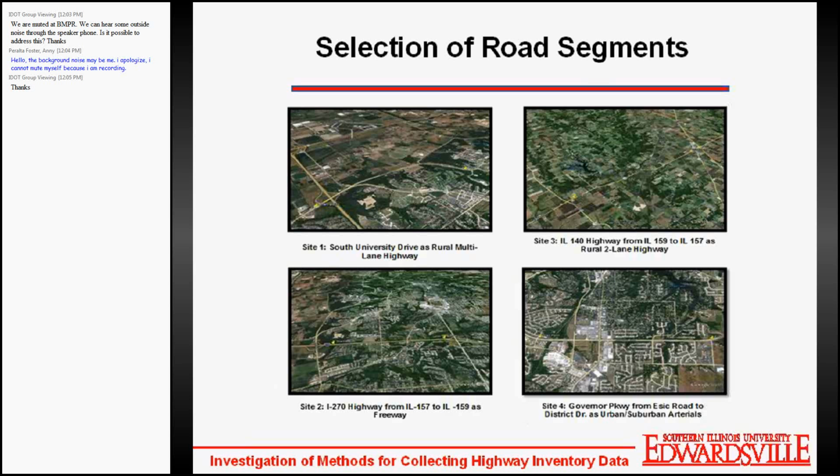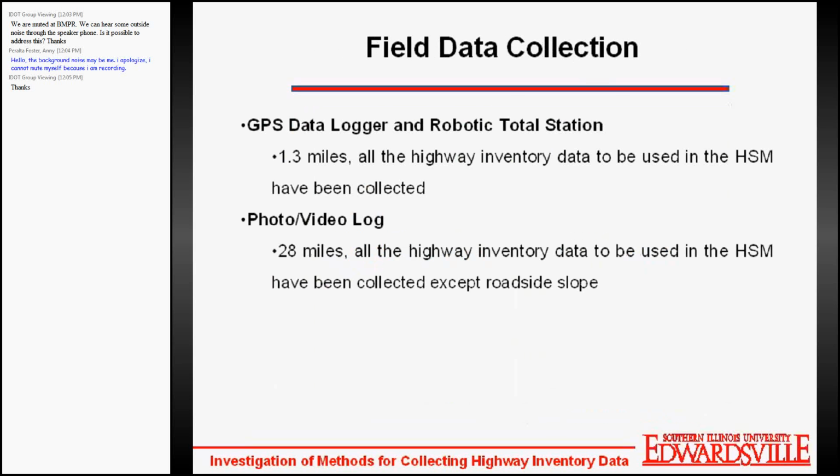Another was a section of rural 2-lane highway, Illinois Route 140 in northern Madison County, Illinois. The third section was a section of Interstate 270 in the vicinity of Collinsville, Illinois, and the fourth site was an urban suburban arterial street known as Governor's Parkway, just to the east of Edwardsville. And on all those 4 sections we applied all these systems. The GPS data logger and the robotic total station, we tested simultaneously with 2 different crews along 1.3 miles of highway alignment. And we were able to collect all of the parameters that are required for the highway safety model with that system.